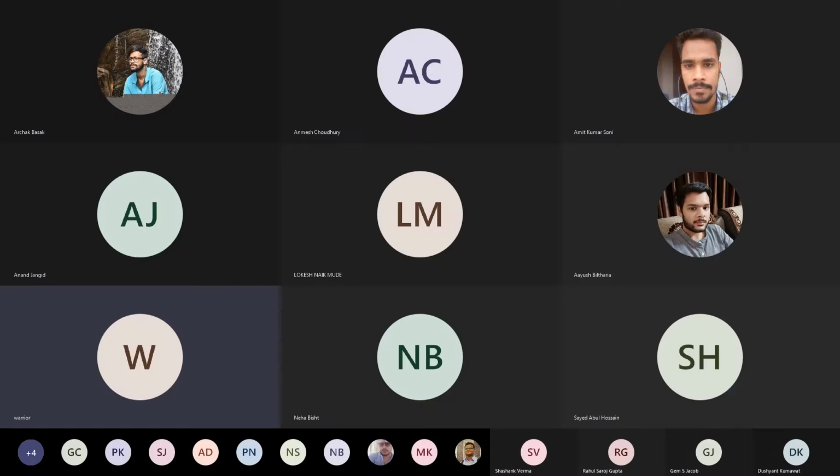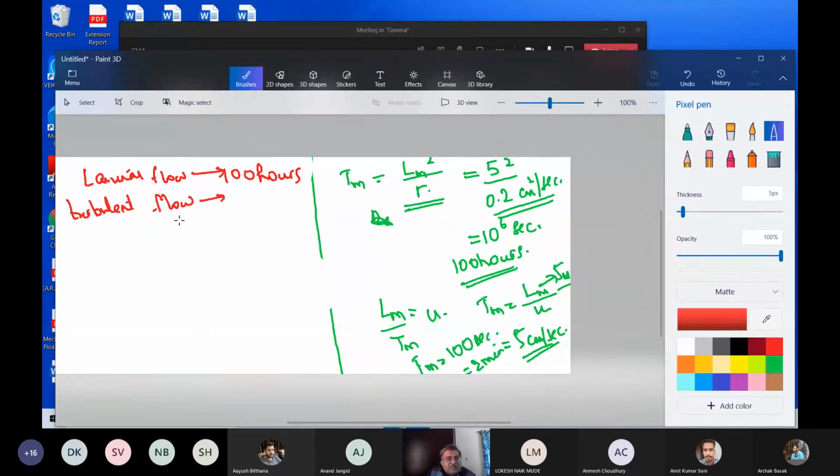L by U is the time it takes. It's just like velocity is equal to distance traveled by time taken. That is convection. That is the simple process that we have applied. But of course, there will be inaccuracies, there will be differences, but this is just an order of magnitude analysis.